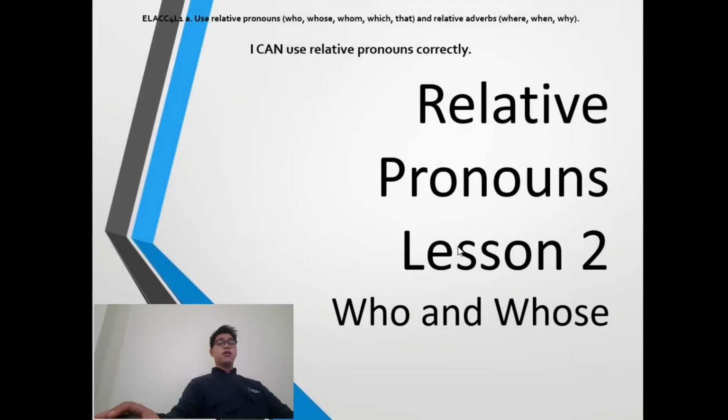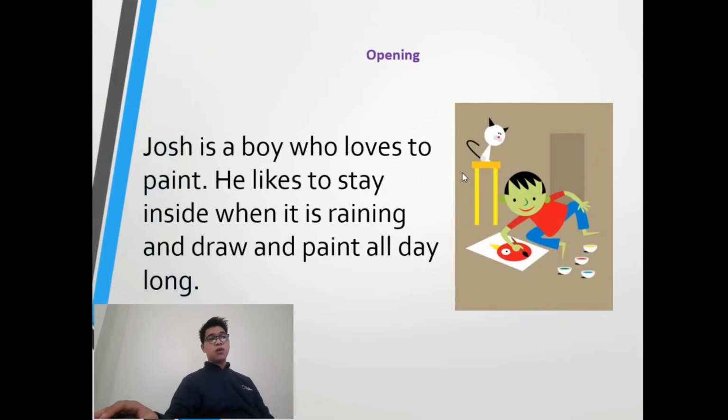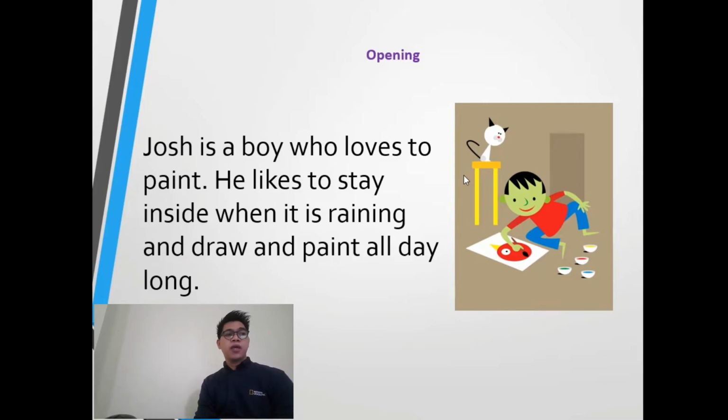Okay, the next relative pronouns are who and whose. We're going to talk about the differences between who and whose. Josh is a boy who loves to paint. He likes to stay inside when it's raining to draw and paint all day long. Josh is a person, a human, so we're going to use who, because Josh is also a subject.